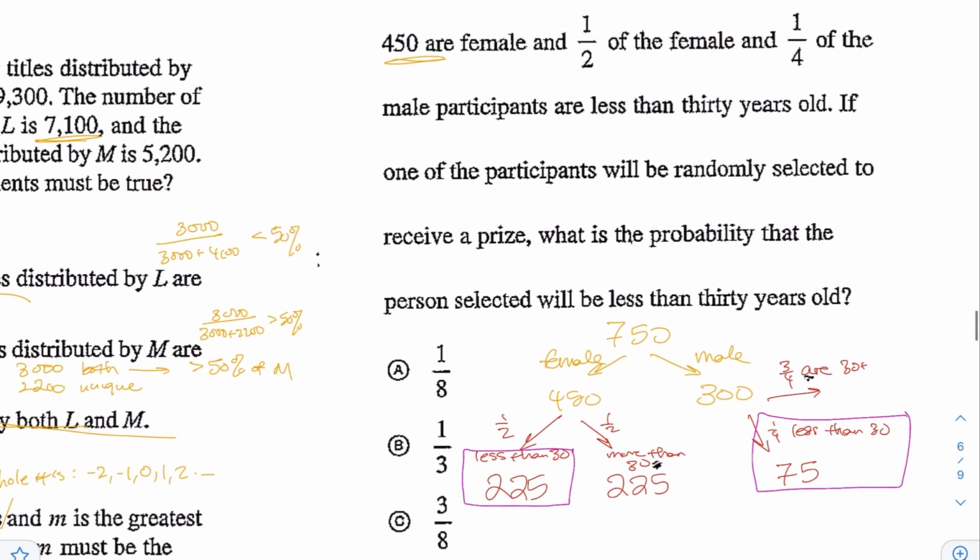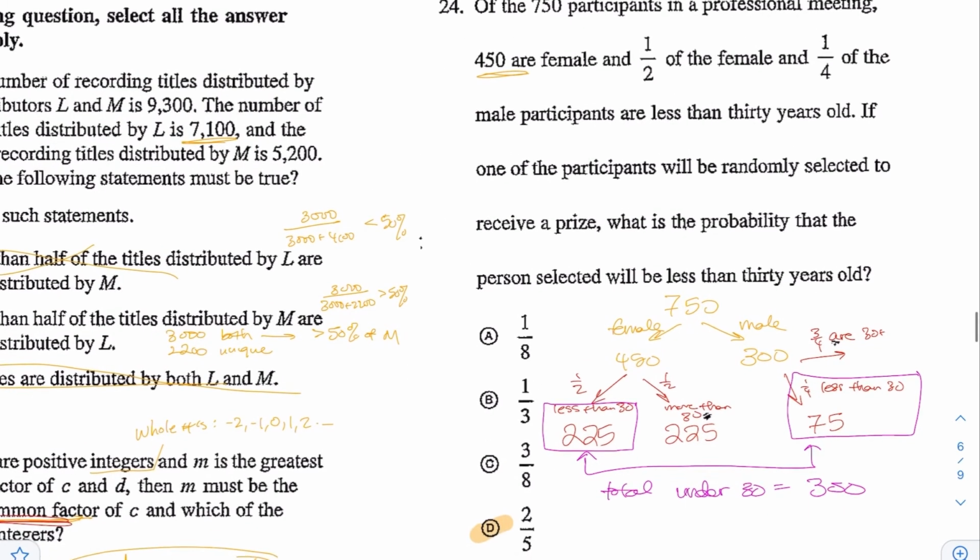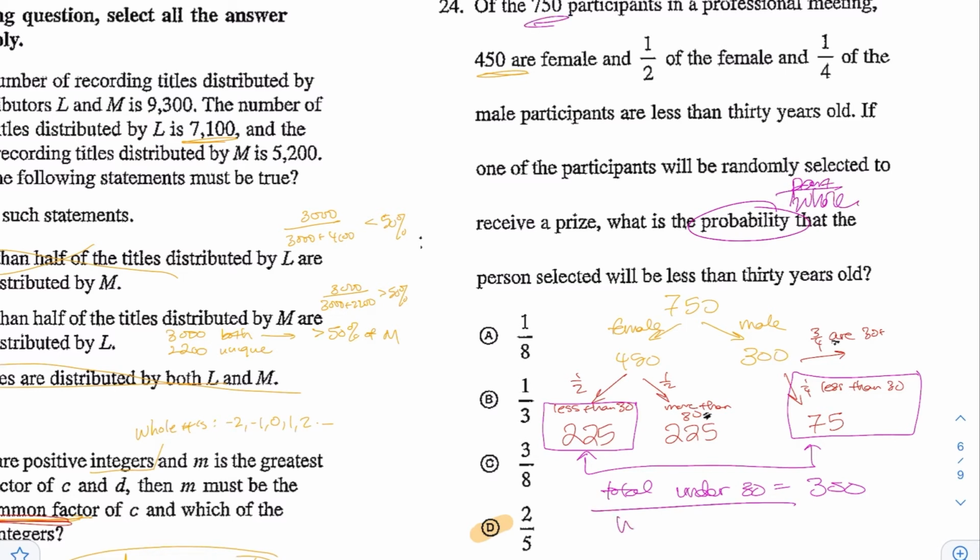And if you add them up, the total number of people under 30 is equal to 300. And that is the part. Because you want probability, this is just part over whole. And the whole here is 750. The total number of people at this meeting is 750, so that's going to be 300 over 750.